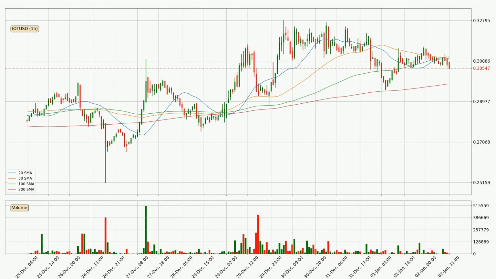Moving to the hourly simple moving averages, the current price is between the 200 and the 20 SMA. If the price bounces off the 200 SMA, which is currently at 29.8 cents, it could be seen as a support, and the 20 SMA that is at 31.0 cents could be seen as a resistance to the upside. Breaking either way signals a possible further move in the corresponding direction.